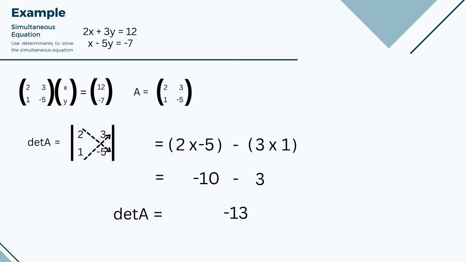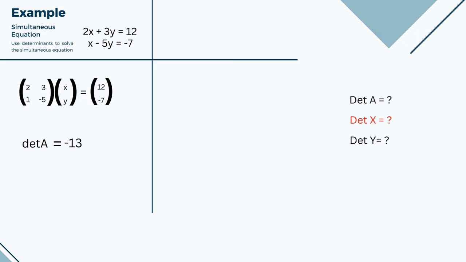The next thing for us to do now is to find det x. How do we find the matrix x? We basically replace 2 and 1 that you're looking at there with 12 and minus 7. Replacing it, we get the matrix x. So the matrix x will be 12, 3, minus 7, minus 5. We can now find the determinant of x.